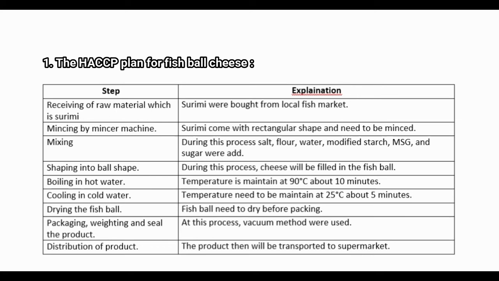Next step is boiling in hot water. Temperature is maintained at 90 degrees Celsius for about 10 minutes. Then cooling in cool water. Temperature needs to be maintained at 25 degrees Celsius for about 5 minutes. Then drying the fish ball. Fish ball needs to dry before packing. Then packaging and sealing the product. In this process, the vacuum method was used. And last, distribution of product, the product will then be transported to supermarkets.